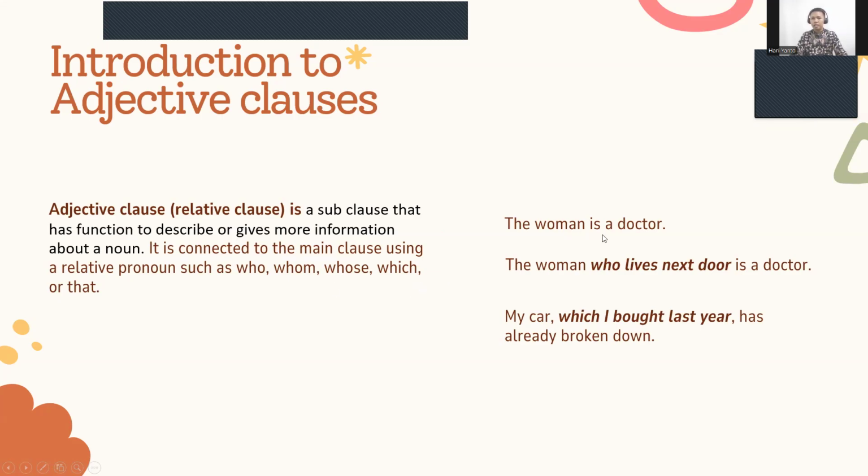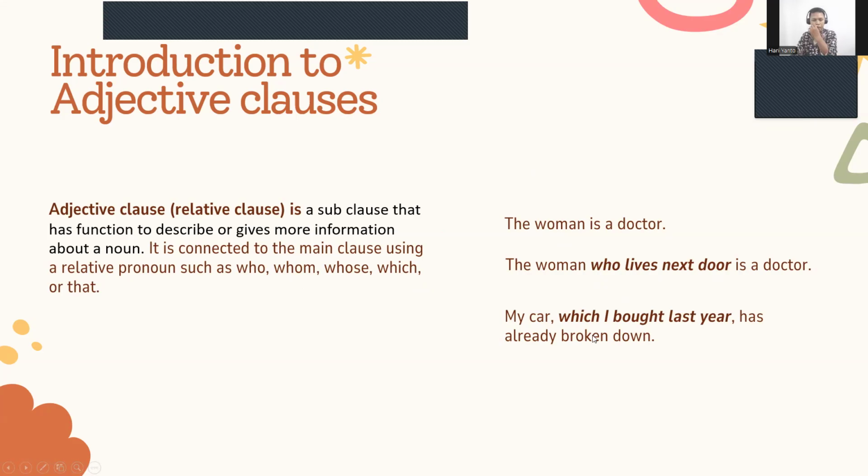Example, the woman is a doctor. This is a simple sentence. And the second sentence, the woman who lives next door is a doctor. Who lives next door is an adjective clause. It has a function to give clearer information about the noun here, the woman. When it is in the first sentence, the woman is a doctor, we still get confused. Which woman is a doctor? And in the second sentence, we have already got clearer information about the woman. The woman, the doctor, is the one who lives next door.